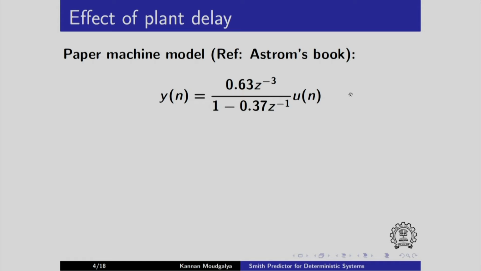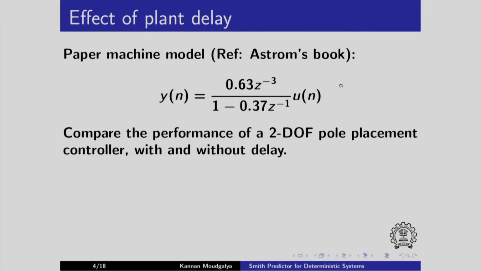Let us consider a paper machine model taken from Astrom's book. The references are given in the textbook. So we will consider the performance of a 2-DOF pole placement controller with and without delay. Without delay means there will be z power minus 1, that is the absolute minimum. With delay means with z power minus 3 here.